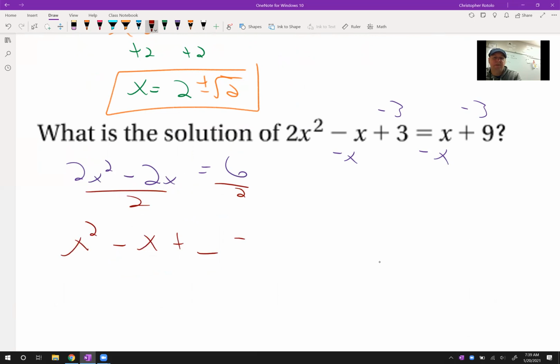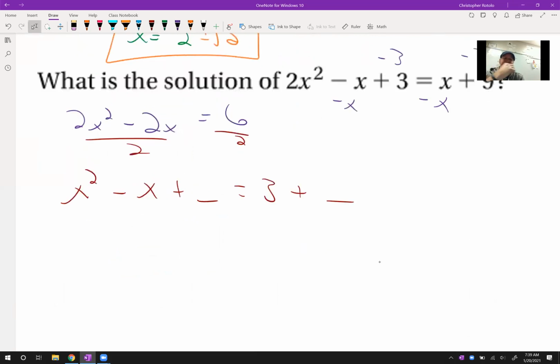Plus blank equals 3 plus blank. All right, now this doesn't fit something we want to do. So my recommendation any other time would be to do this by the quadratic formula, because, hey, it's not factorable, right? We won't have factors of 3 that subtract when I move it over to give you 1. Factors of 3 are 1 and 3. It's going to give you 2 every time.